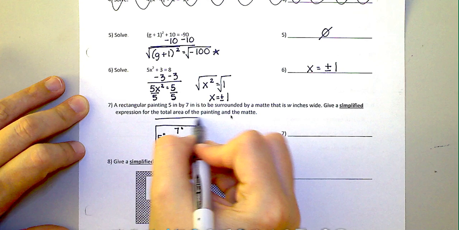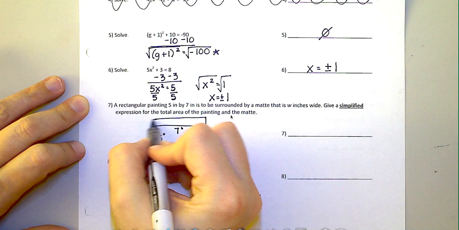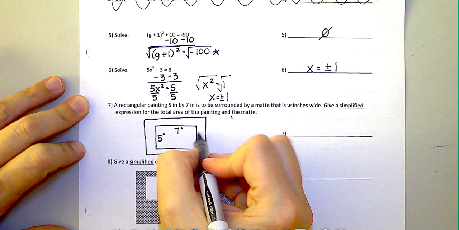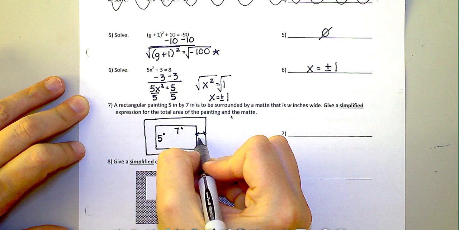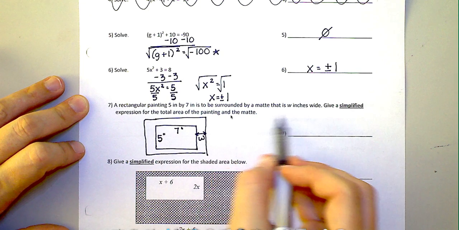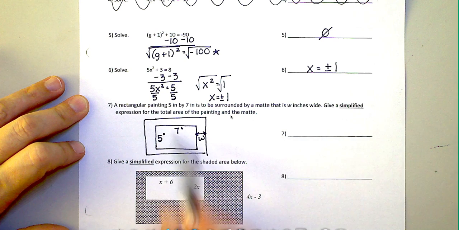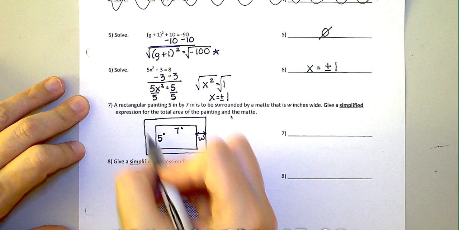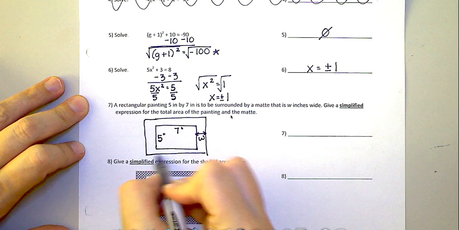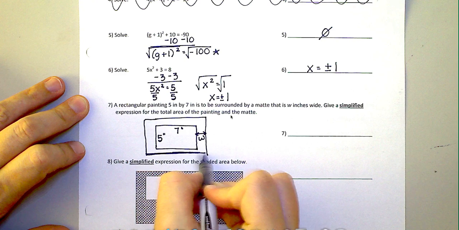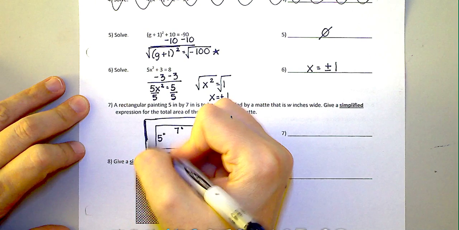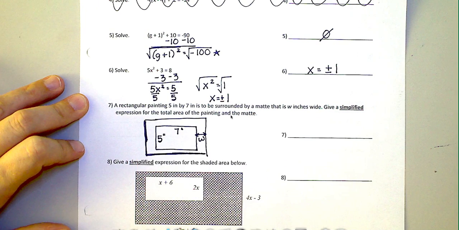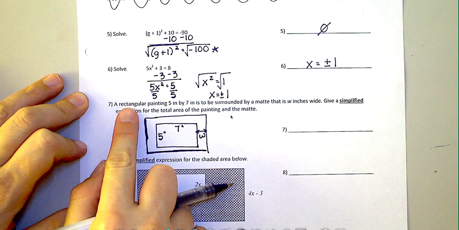Here's the mat. And I know that's W all the way around. And I want an expression for the total area of the painting and the mat. So really what I need to know is this whole distance down here and this whole distance up the side, because this is a rectangle. So to be able to find area, I need to do length times width.